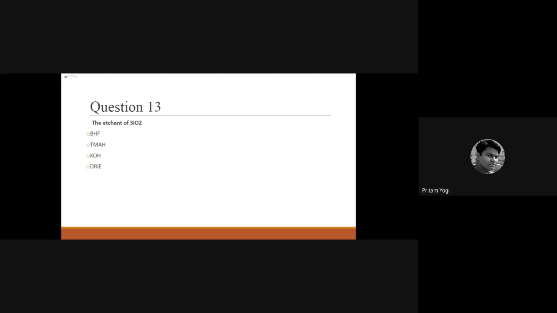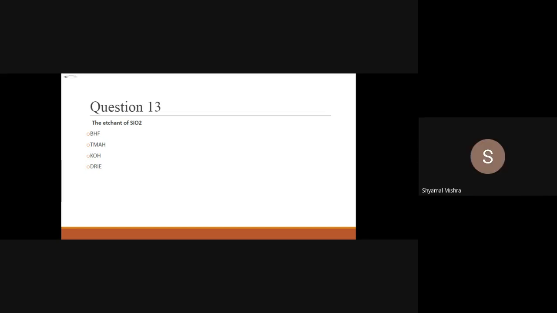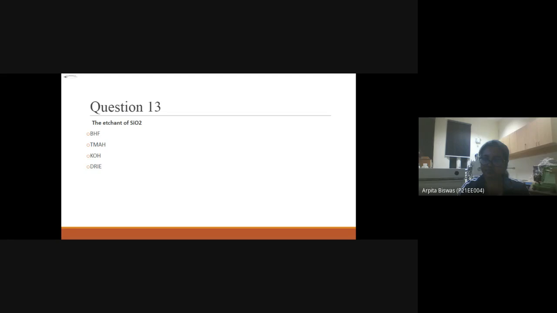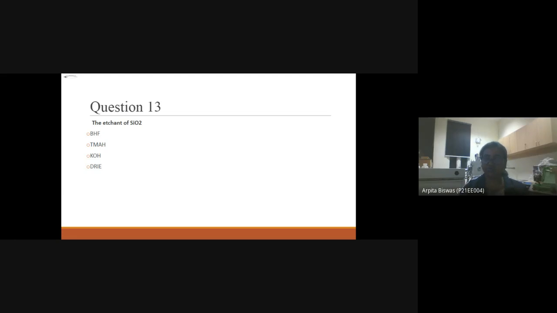BHF. Yes, BHF. And is it an anisotropic or isotropic etchant? This is isotropic. Yes. Why is this isotropic? Because it is etching from all sides. Yes, it etches in all directions at the same rate. Wet chemical etching is like that, but in the anisotropic etching process, it is etched in a particular direction. That's why the right option is BHF, buffered hydrofluoric acid.